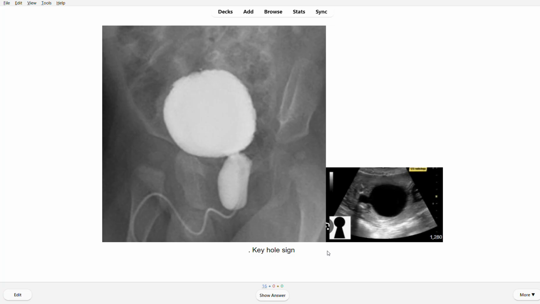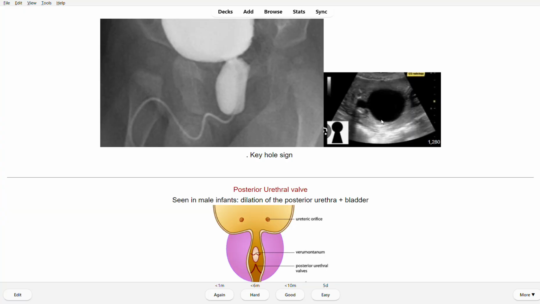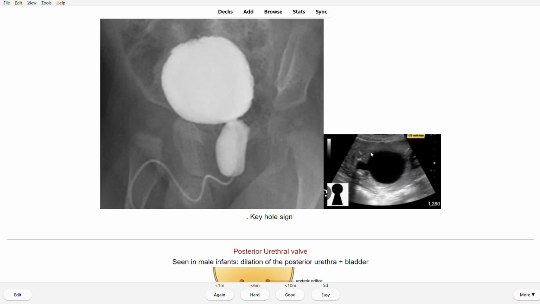Keyhole sign is seen in which condition? It is seen in posterior urethral valve. You can see that because of the posterior urethral valve, the posterior urethra is also dilated. This is the bladder and this is the posterior urethra. So this gives a keyhole sign in ultrasound as well as in X-ray.